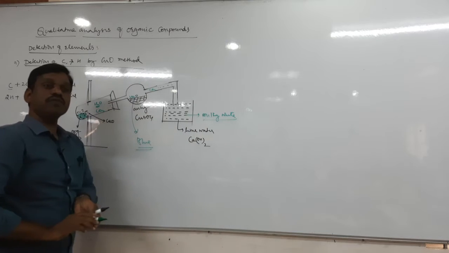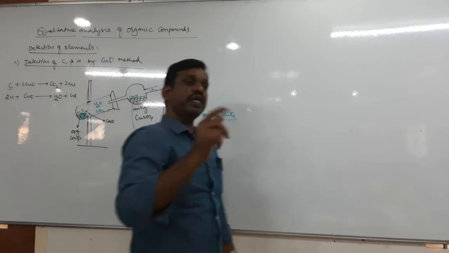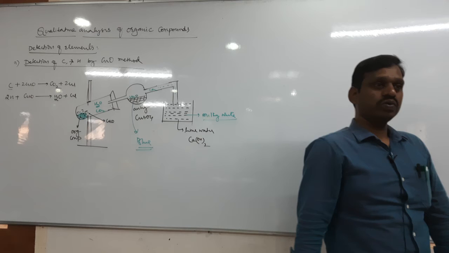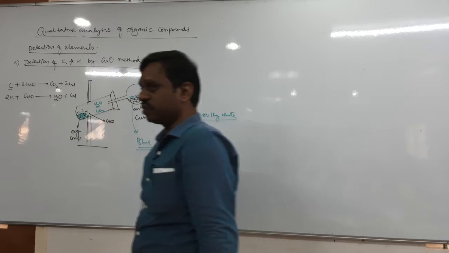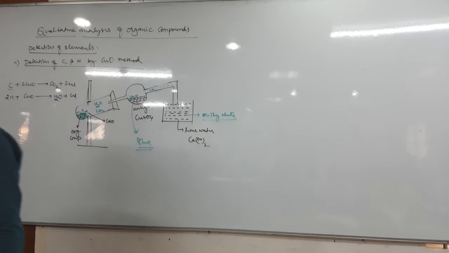Therefore, when the lime water turns milky white, it indicates the presence of CO2. So in this way you can identify the presence of CO2, that is, the presence of what? Carbon dioxide.